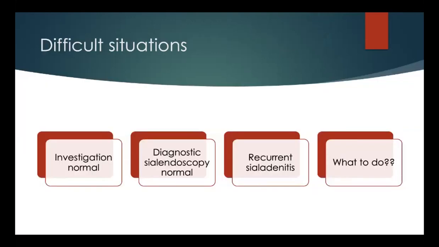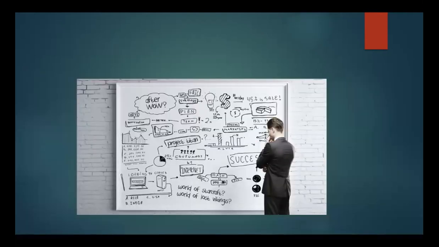Now, let's talk about a difficult situation. Let's say whatever investigation of choice you've gotten done, you've gotten your MRI, you've gotten your sialography if you really feel the need, and that's come out to be normal. Your diagnostic endoscopy has come out to be normal. However, the patient continues to have symptoms. Now, what to do? These are typically the difficult situations where the results can be very variable. But what are the common causes? We had to go back to the drawing board, so to speak, to really think about what was going on in such patients.